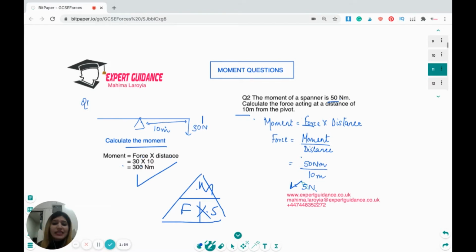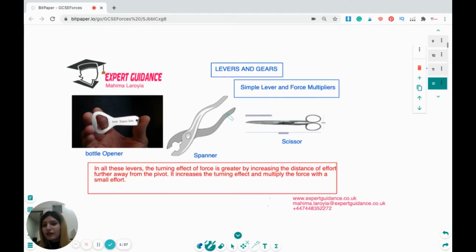Now please take care of the units here. The force has to be in newtons and distance has to be in meters. In the exam, they give you the centimeter units, and the students turn up using the same formula without converting the units to meters, and then they lose marks. So make sure that you take care of the units.